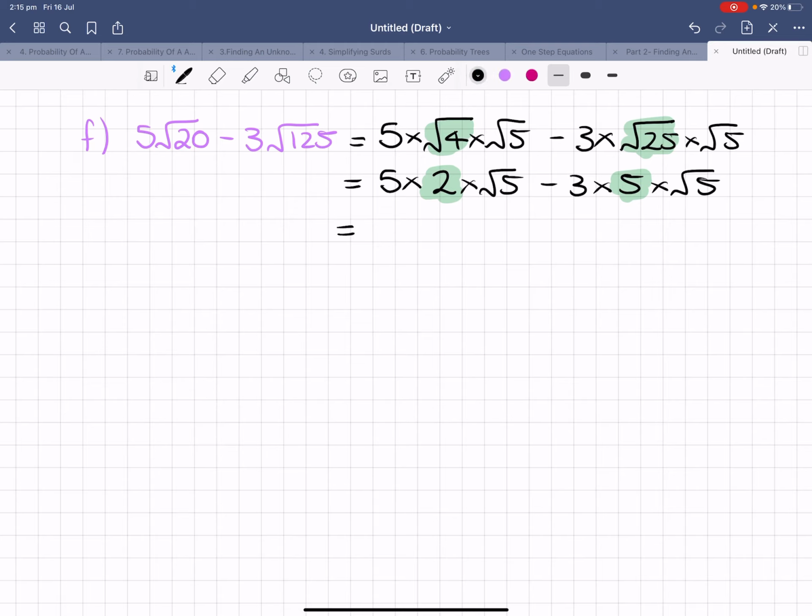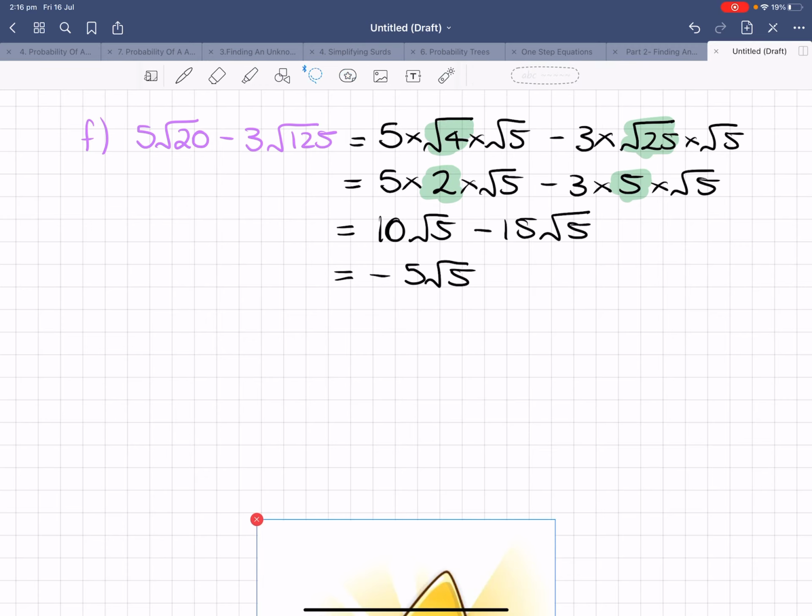All right, second last step, we want to multiply just the numbers together because they're at the front. So 5 times 2 is 10 square root 5 minus 15 square root 5. Now these are like surds, and we can complete the subtraction. So 10 minus 15 is minus 5 square root 5. And that is the end. There you go.